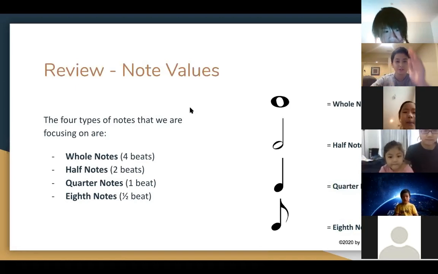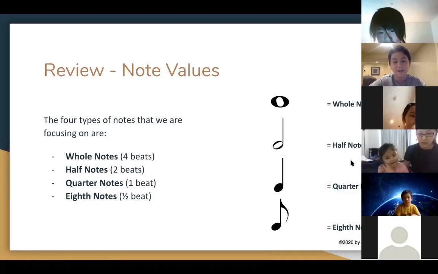Yeah. The one that just has a straight stem like this and a filled-in circle is a quarter note, and the one that has a curvy, what we call in music a flag, that's an eighth note. Does that make a little more sense? Yeah. Okay, good, great.